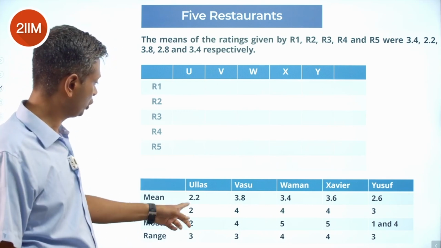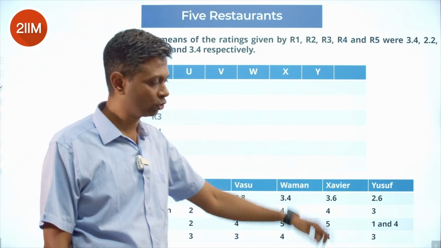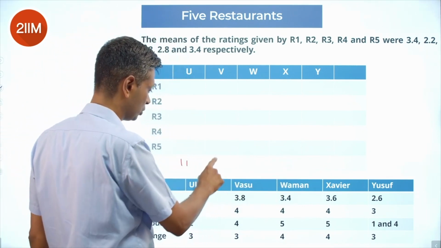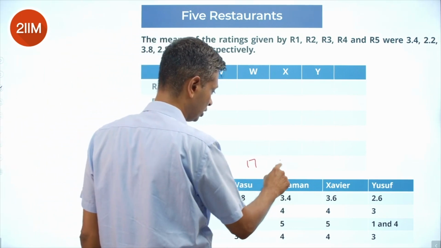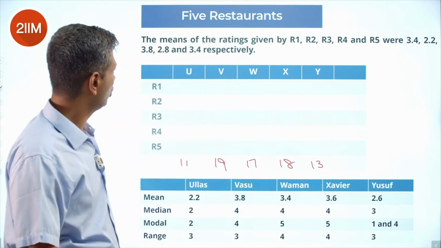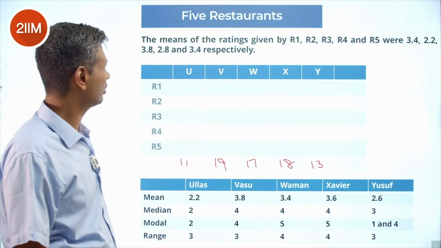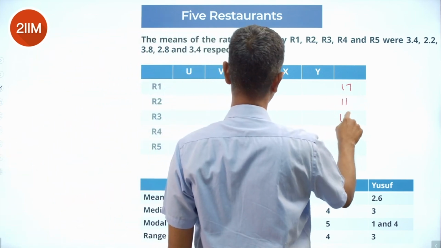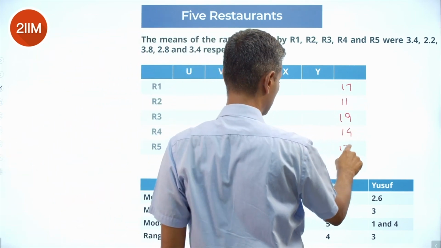Mean is 2.2, 3.8, 3.4, 3.6, 2.8. I don't work well with mean. So I'm going to say, hey, the total is 11, total is 19, total is 17, total is 18, total is 13. We know that also R1, R2, R3, R4, R5, 17, 11, 19, 14, 17.